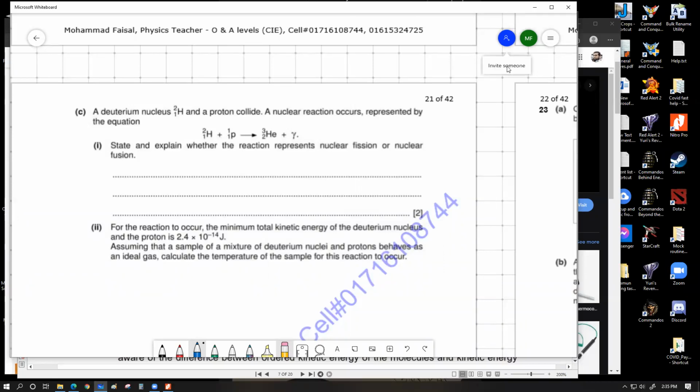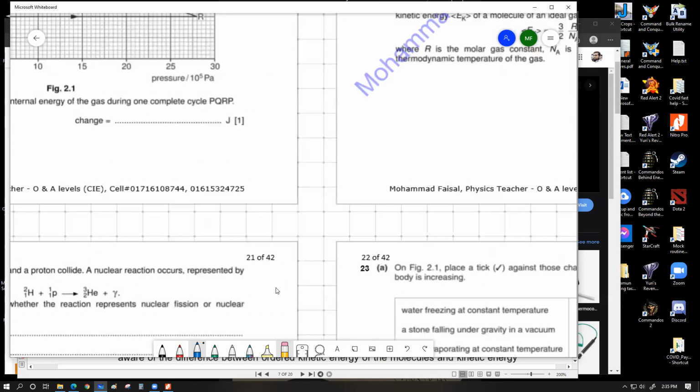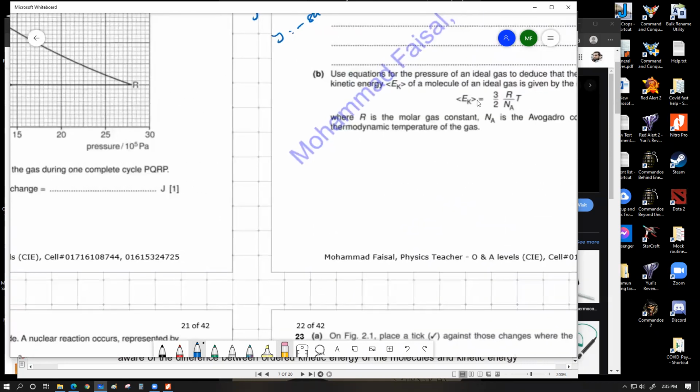So we just derived this equation that average kinetic energy is going to be 3/2 R by NA into T. So this is the average kinetic energy of a particle.